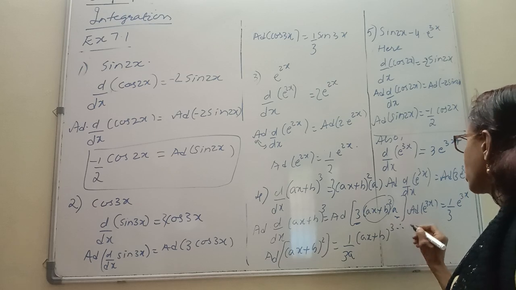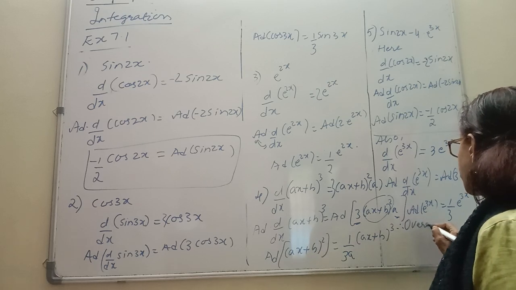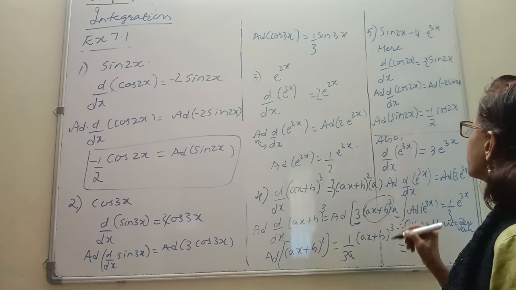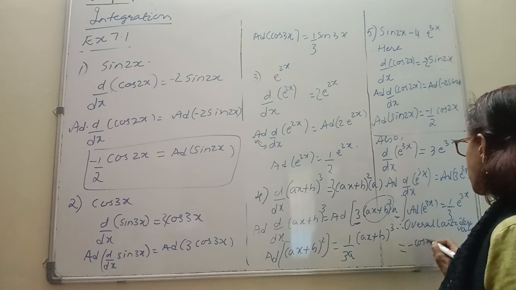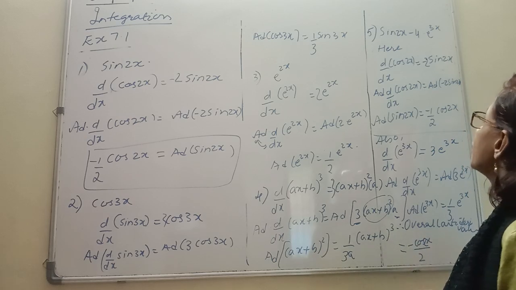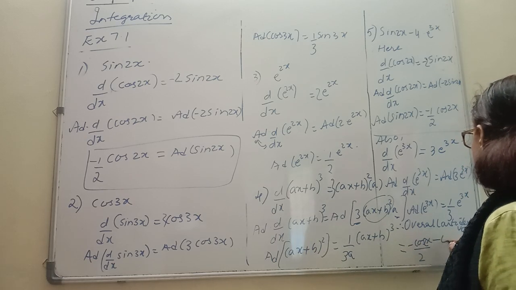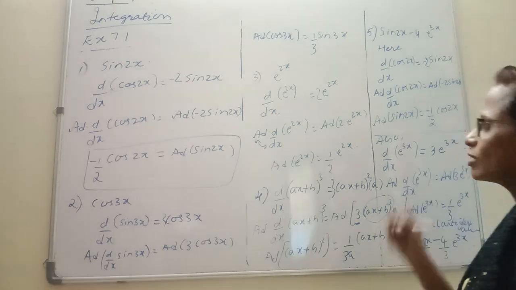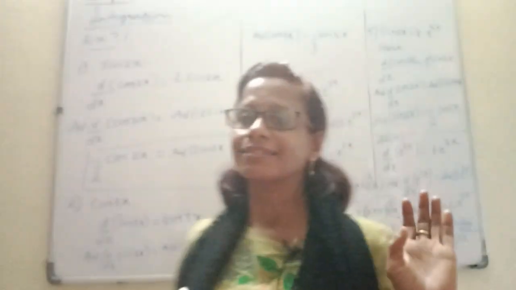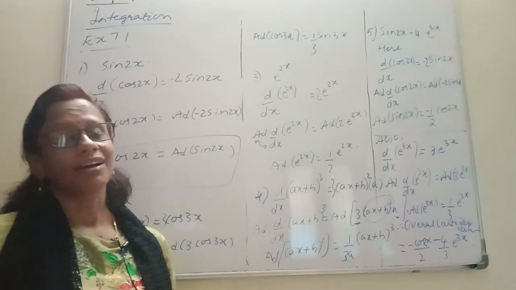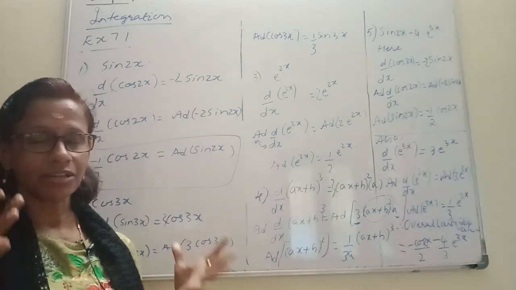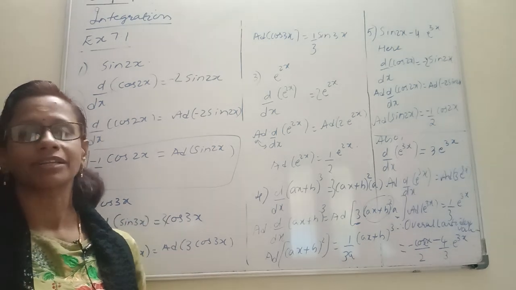So therefore, the overall antiderivative, let's write. For the first part, we have got minus cos 2x over 2. And for the next part, because the 4 is there, it will become minus 4 over 3 e raised to 3x. That's all. So this is how we are looking at the given function as an antiderivative. Instead of finding the integral, first we are trying to make ourselves understand that it is also an antiderivative.